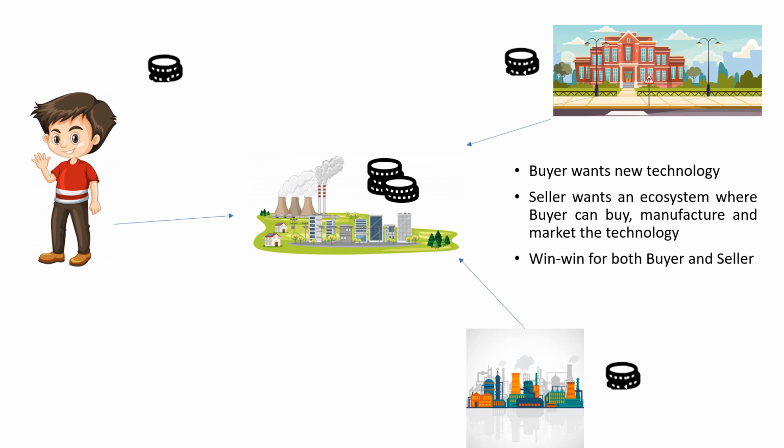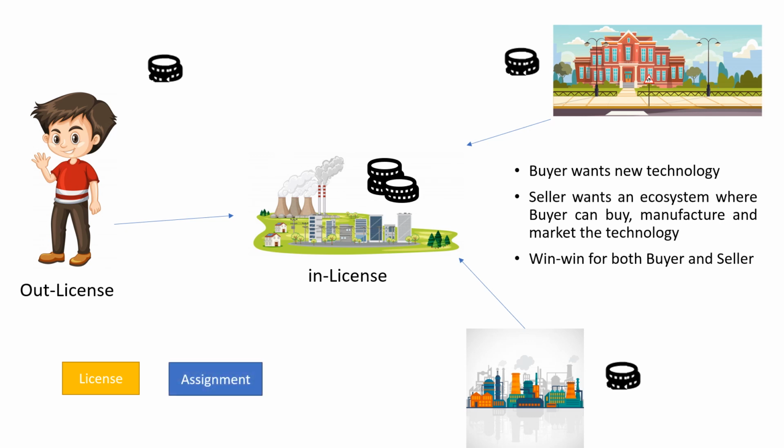When a license to use the technology is given to another entity by the owner of the technology, the technology is said to be out-licensed, whereas when a license to use the technology is taken, the technology is said to be in-licensed. There are three common modes of technology transfer. For example, license, where transfer of rights is for a particular period of time. Assignment, where transfer of technology is done permanently by assigning all rights. And joint venture, where buyer and seller come together to develop and sell the technology.